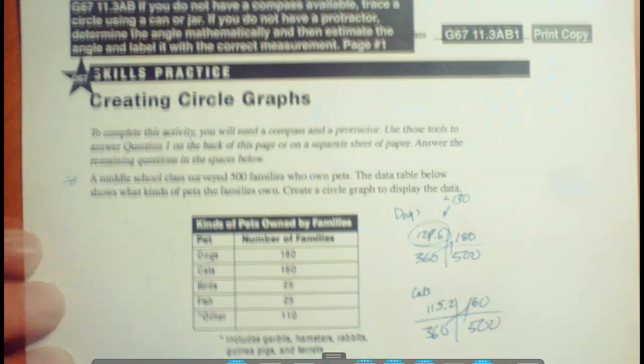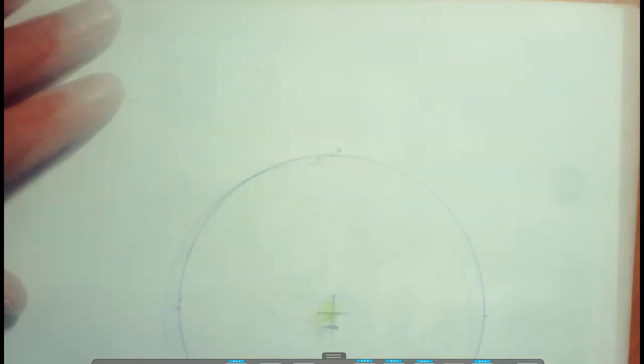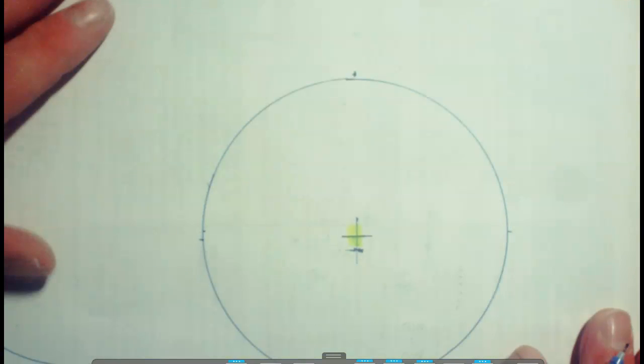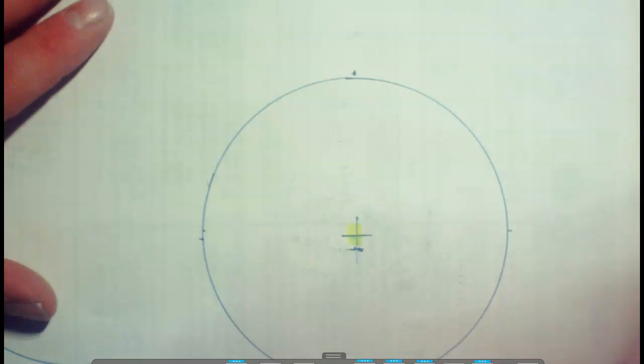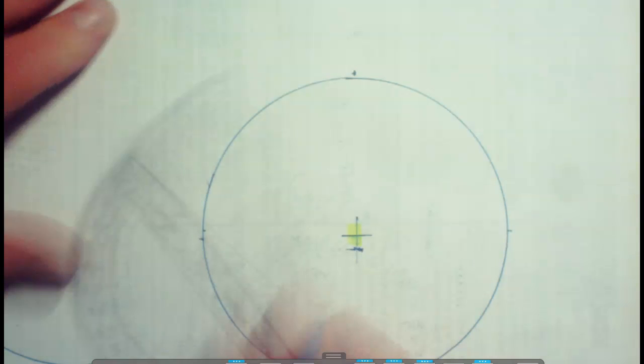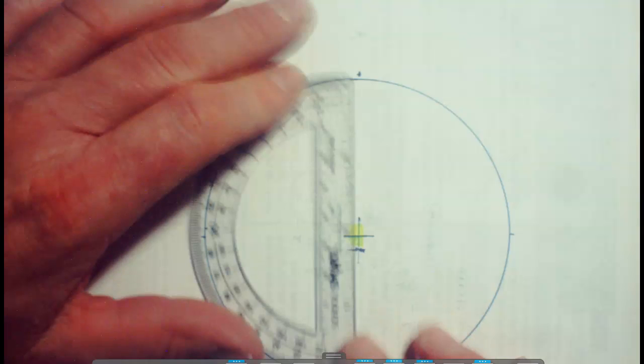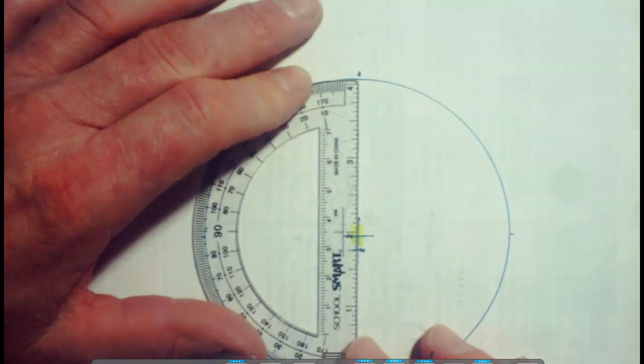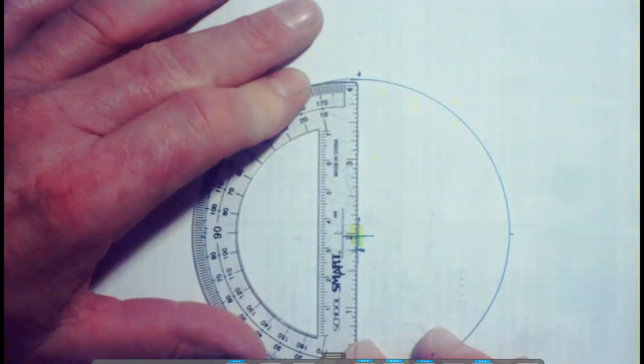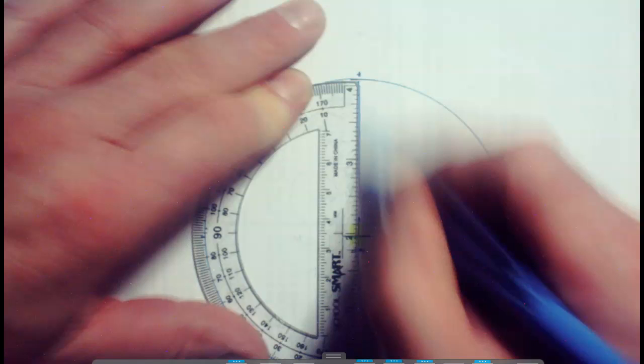So going back to our graph, we've got our circle, we've established a center, and I'm just going to turn it this way. The first thing I've got to do is make a straight line. I'm going to make a radius, so we've got some place to start. So I'm going to make my radius right here, and I'm going to use part of that line I already used. So there's our first line.